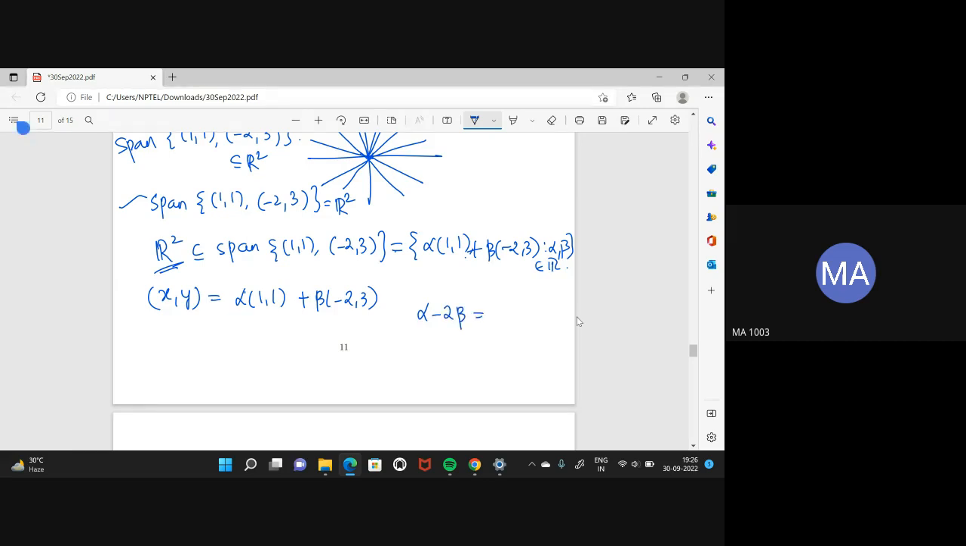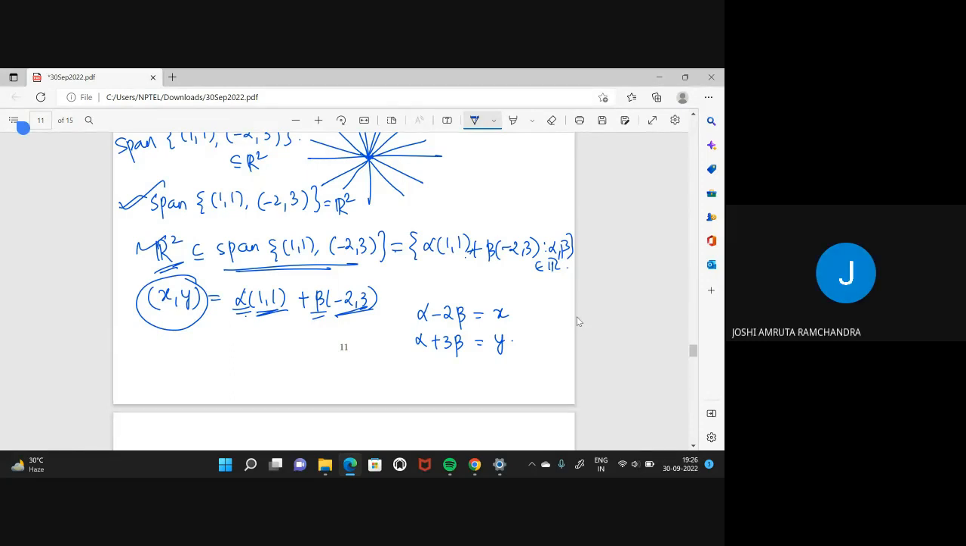You will solve this system, right? Alpha minus 2 beta is equal to x. Alpha plus 3 beta is equal to y. Whatever alpha and beta you get, you put that here. That's all, right? Yes. So you have written every element in R2 as a linear combination of these two elements. Which means that it belongs to this set. It belongs to the span of those original vectors. Yeah. So this is proved.